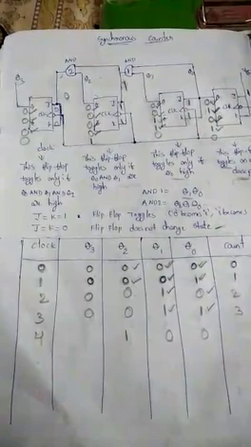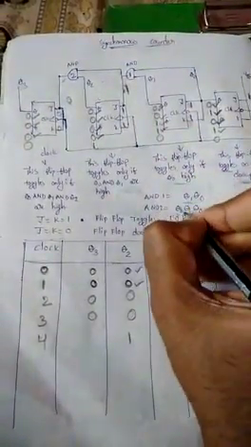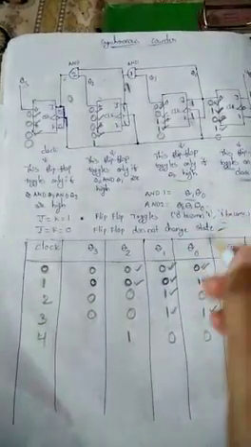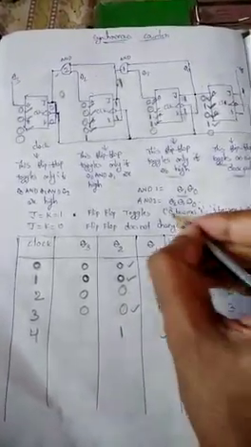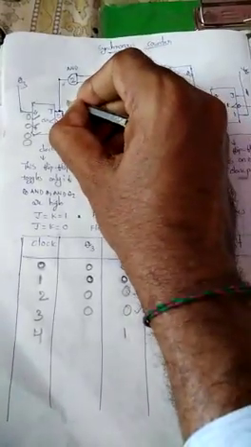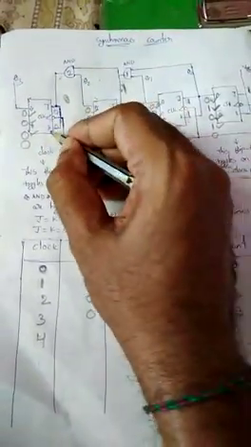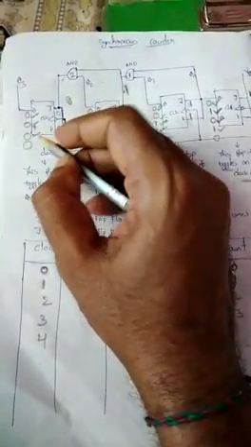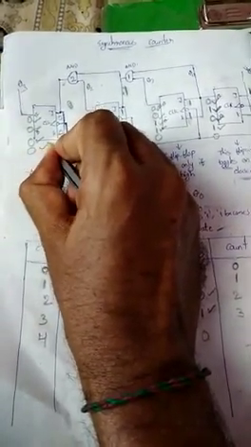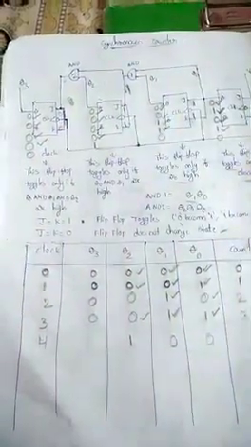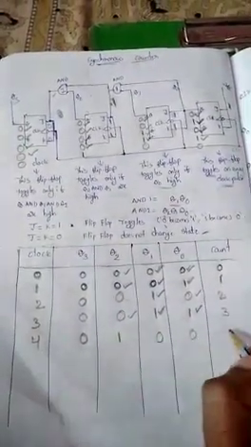And now we check the AND gate 2 output. AND gate 2 output is equal to Q2 into Q1 into Q0 of the previous output. The previous output Q2 is 0, Q1 is 1, Q0 is 1. So 0 into 1 into 1, so the AND gate 2 output is 0. So J is equal to 0, K is equal to 0, so this flip-flop does not change the state. It carries the previous output value, which is 0, so the next state output value is also 0. So Q3 is 0. So this is equal to count 4.